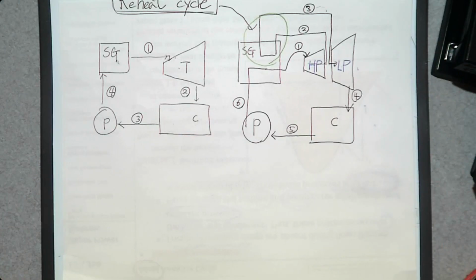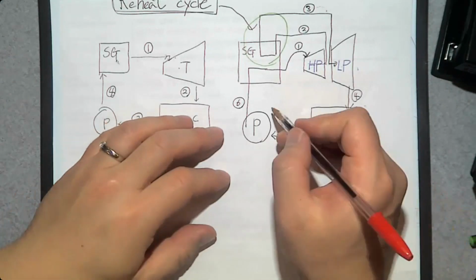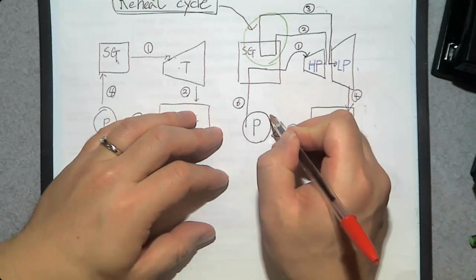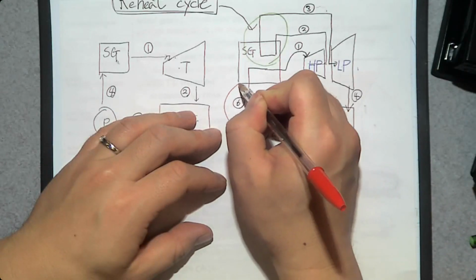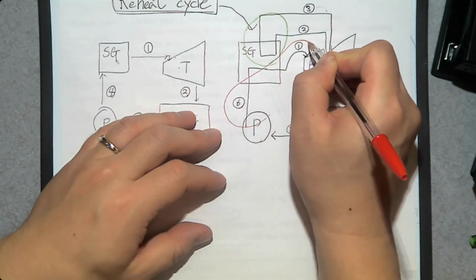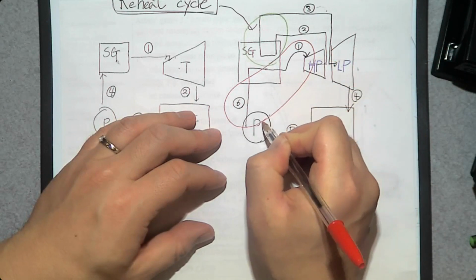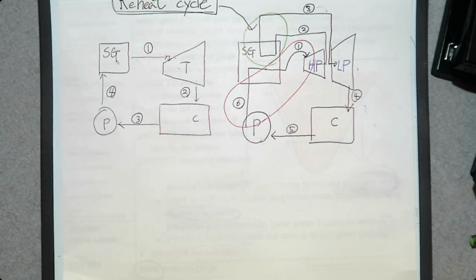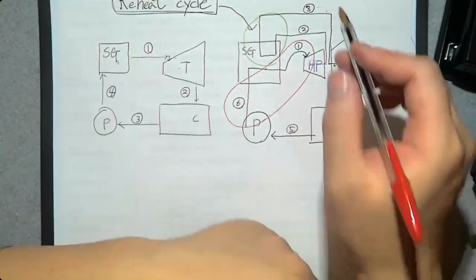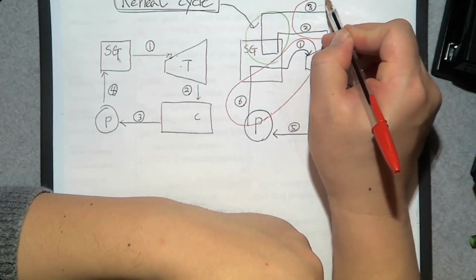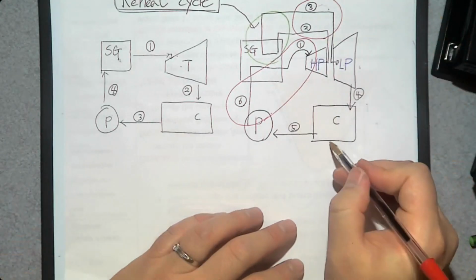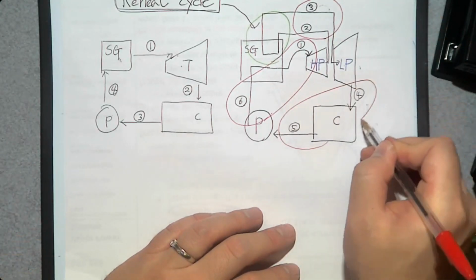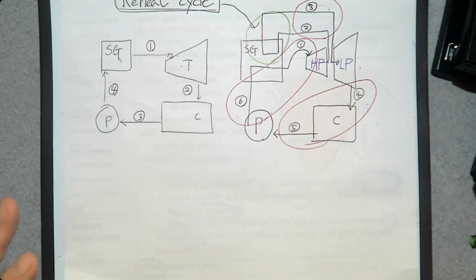So in this case, we have 3 pressure values. One is the highest pressure, number 6 and number 1, that's the highest pressure. And intermediate pressure, number 2 and number 3, and the lowest pressure, the condenser pressure. So there are 3 pressure values.